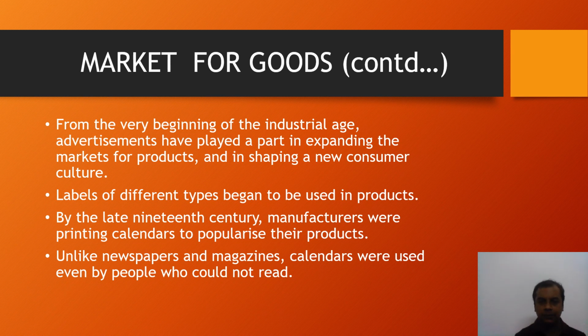Labels of different types began to be used in almost all the products. By the late 19th century, manufacturers were printing calendars to popularize their products. These calendars included images of deities, of royal blood, and other respectable personalities of our country. Unlike newspapers and magazines, calendars had an advantage because they were used even by people who could not read or who were illiterate.